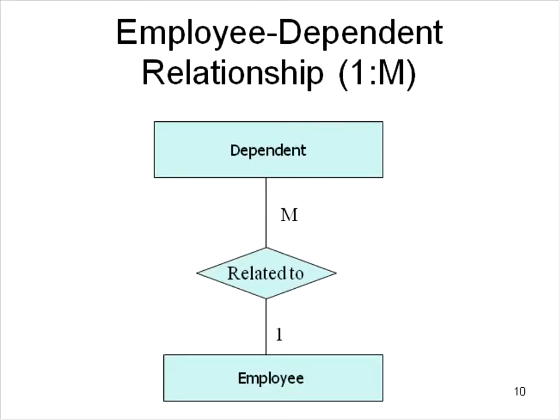Again, pictorially on slide 10, we have the employee to dependent relationship. So one employee is related to many dependents. So one employee can have many dependents, but many dependents may be related to the same one employee. So basically, if you're thinking of dependents as children, one employee can have more than one child, but all the children are related to only one employee.